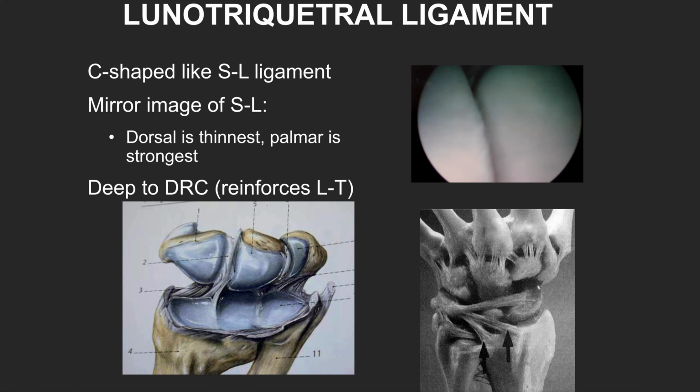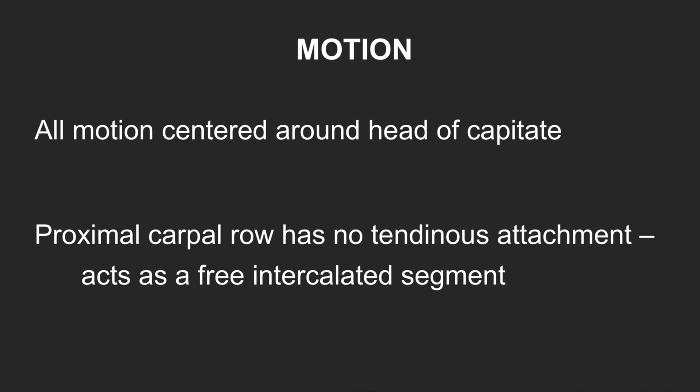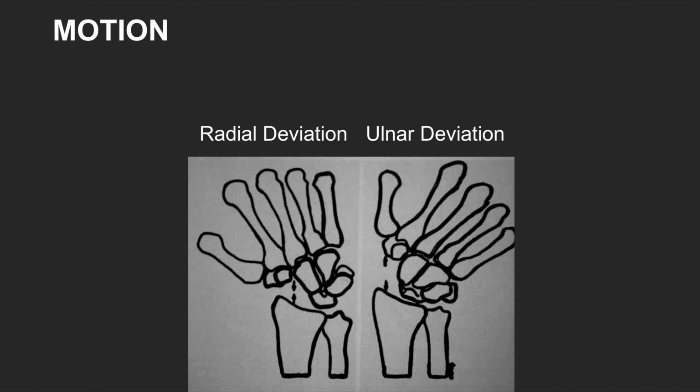And dorsally, the dorsal part, which is thin, helps to reinforce the dorsoradiocarpal ligament. So motion in the wrist joint is centered around the head of the capitate. That's sort of that center mass of the wrist joint. And remember that the proximal carpal row has no tendinous attachments, so it acts as a free intercalary segment. And here is the wrist in radial and ulnar deviation.